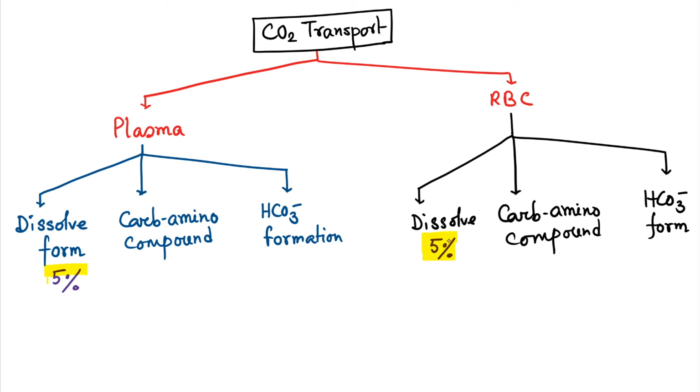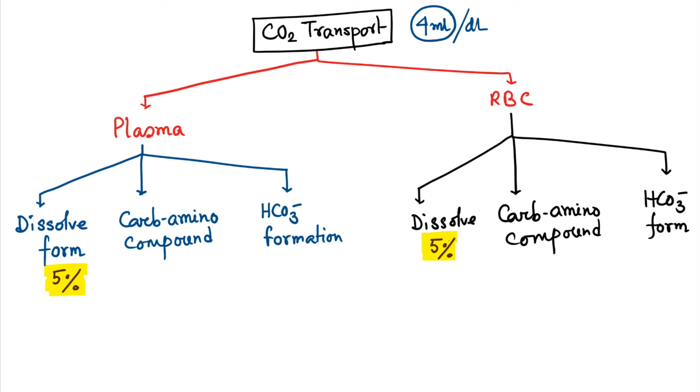So what is the amount of carbon dioxide transported from the tissue to the level of lung? We have already discussed that the total amount of carbon dioxide transported by venous blood is 4 ml per 100 ml blood. So within this 4 ml, only 10% is transported via dissolved form. Dissolved means carbon dioxide mixed up with the water portion of the plasma or water portion of the RBC.